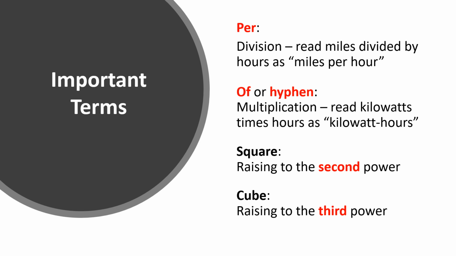Just as I said, per means division. So if you hear 65 miles per hour, that means 65 miles divided by 1 hour. So per means division. Of, or if you see a hyphen, that means multiplication. For example, if you see kilowatts hyphen hours, that means kilowatts times hours. Kilowatts is a certain unit. Hours is a unit of time.